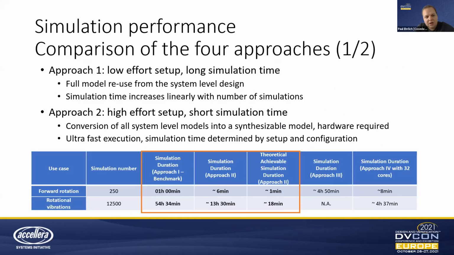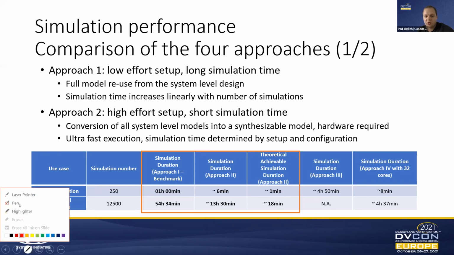Okay, so approach number 1, set the floor, was the first one available. For the first use case, you can see down here, I'm not sure if you're able to see my mouse, probably not, since it's Simone's presentation. So forward rotation showed up to 250 runs in 1 hour. And if you do the rotational 12,500, the benchmark then is the 54 hours it took to do all the 12,500 runs here.